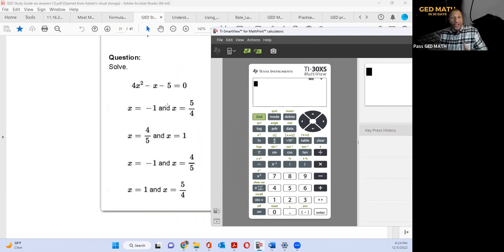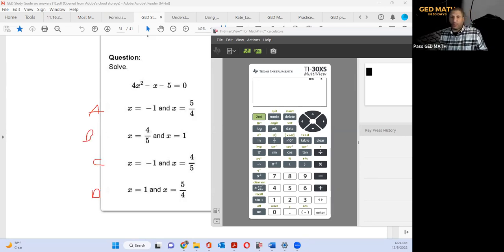Since I know what an equation is, equation means equal sign. That means any value that I put for x must make it equal to 0, because it says 4x squared minus x minus 5 equals 0. And it gives me several different answers. So I'm going to start with D. I'm not going to start with the first one because I already know the answer is A. But I'm going to start with the last one.